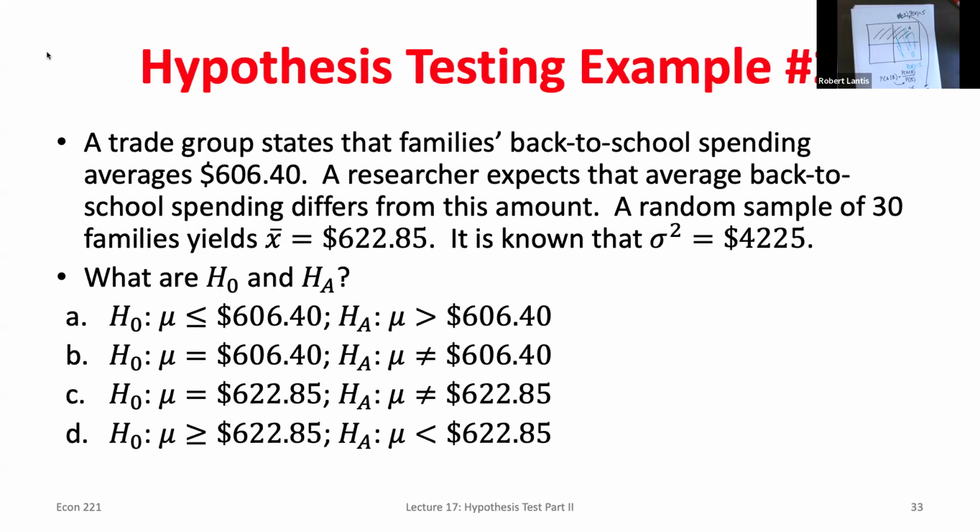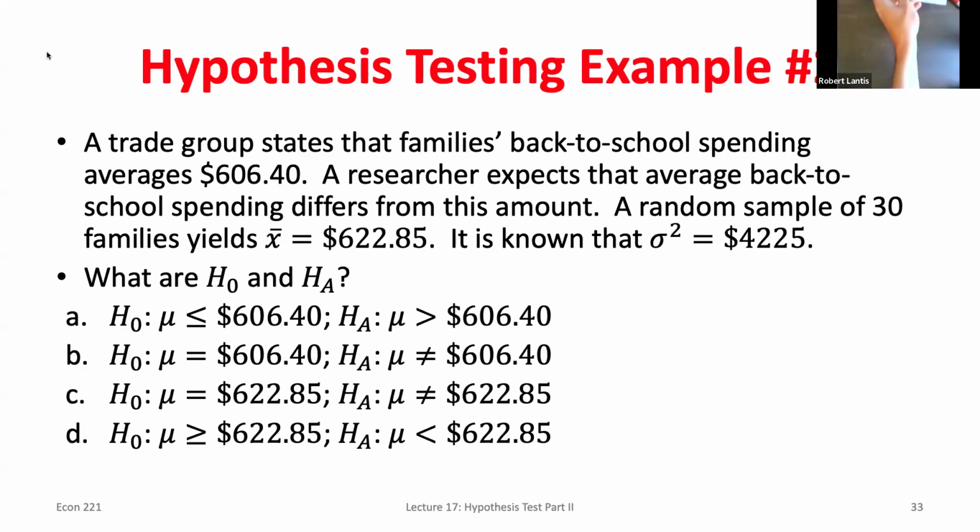I get a sample of 30 families, and I find a sample mean of 622. It's known that the population variance is 4,000. So the whole thing I want to test is: is the average back to school spending different than this amount that the trade group put out? So is it different than $606?